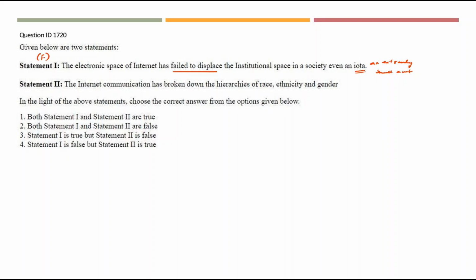The next statement, the internet communication has broken down the hierarchies of race, ethnicity and gender. Ethnicity means it's a quality that is belonging to a group who share a common cultural background. They say that the internet communication has broken down this race, this gender inequality, this ethnicity and everything. This is absolutely true. So statement 2 is true. Option number 4. Statement 1 is false but statement 2 is true will be the right answer.